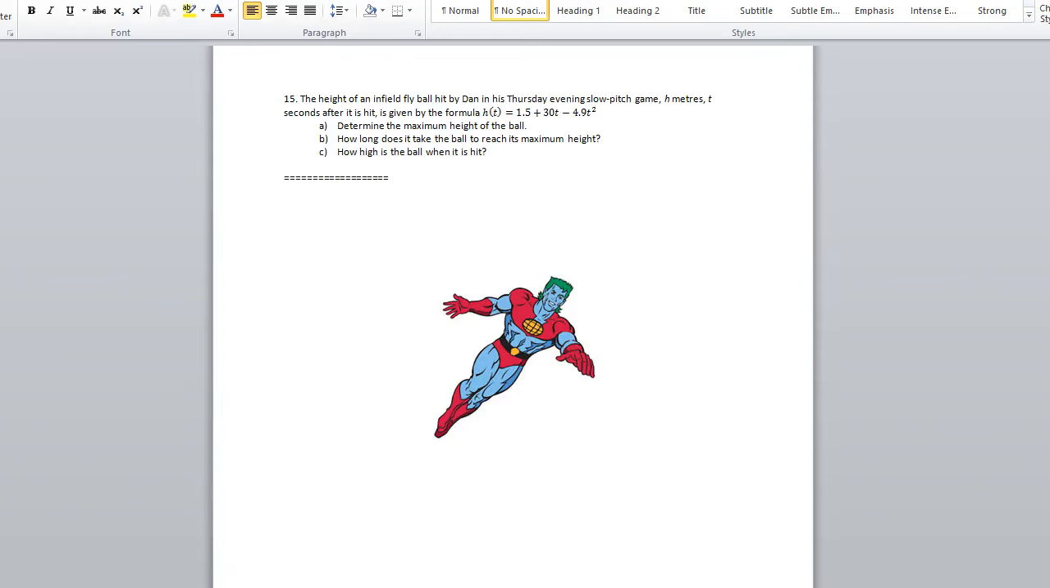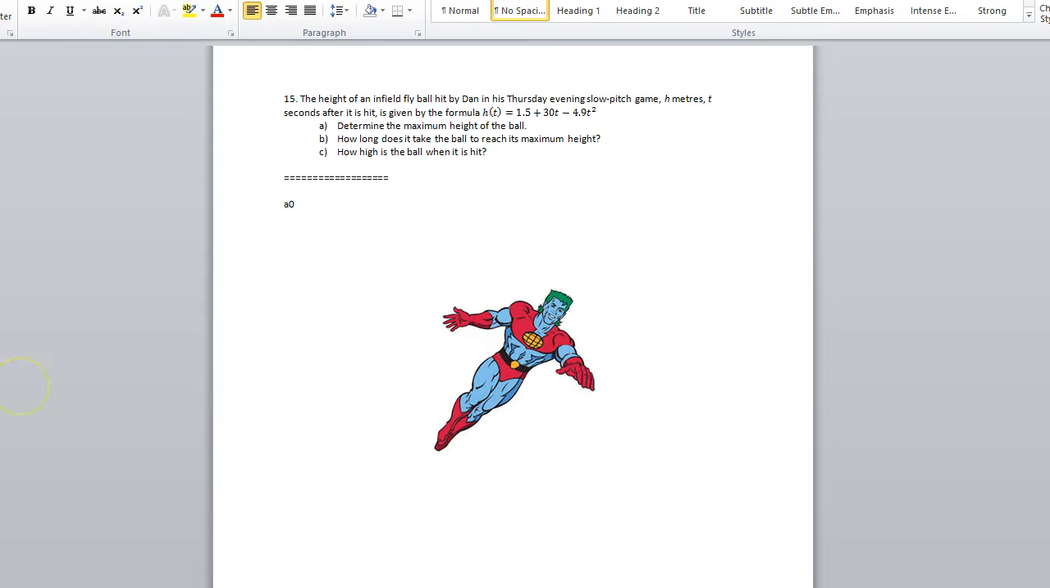Okay, so I was asked about this question here. The height of an infield fly ball hit by Dan in his Thursday evening slow pitch game, where h of t represents meters and t is seconds after it is hit. We're given the formula h of t equals 1.5 plus 30t minus 4.9t squared. A, determine the maximum height of the ball.